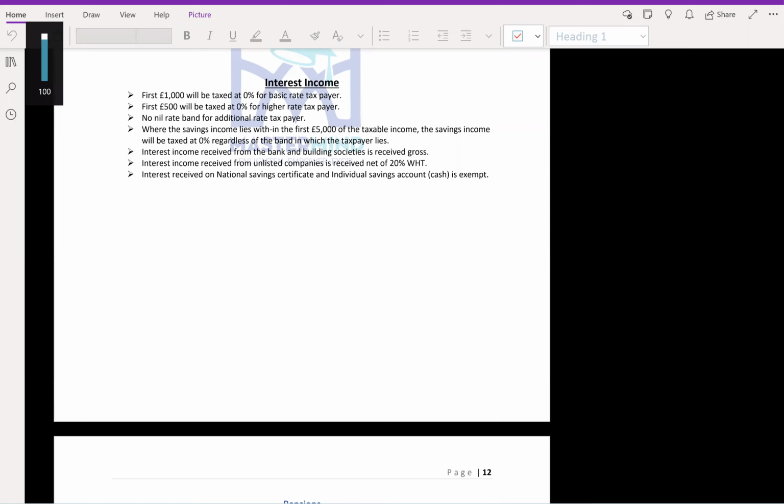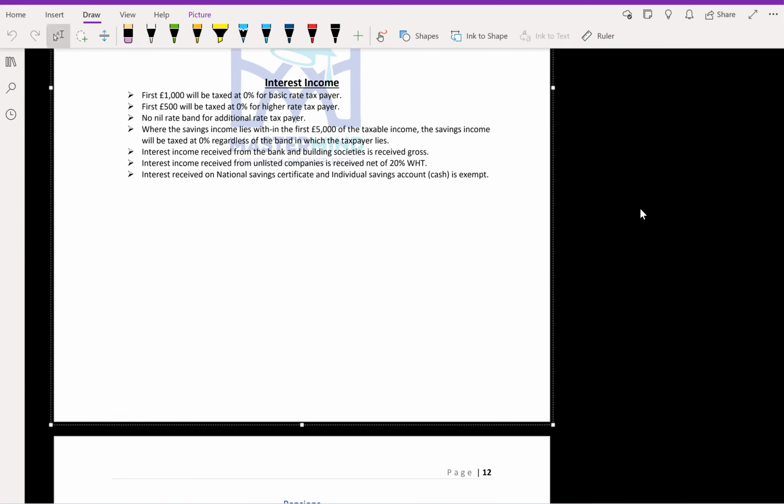Just a brief look at the interest income. You already know this, right? We worked around with this. The nil rate bands available for interest income: we know that 1,500, no nil rate band for additional rate tax, and the initial 5,000 band as well. We worked with this a lot, right? We've looked at several examples.